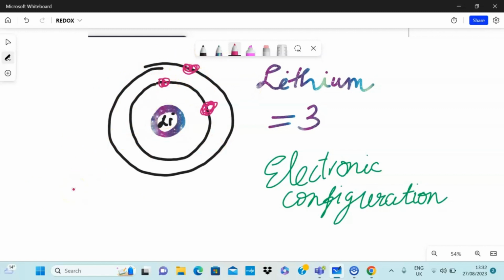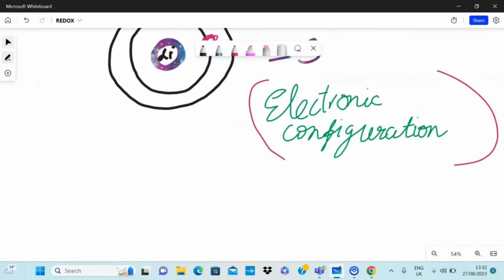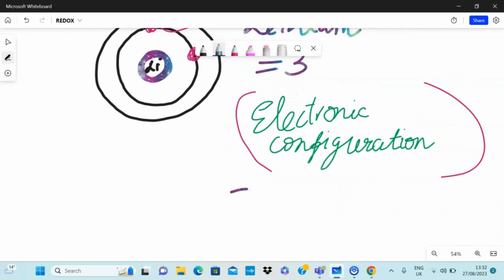So that makes lithium extremely reactive. It just really, really wants to get rid of this one electron and just become stable. The whole idea of all atoms is to be stable. They want a peaceful life. So the electron configuration, the way that every single electron is in a particular atom, is what we call this big fancy word, electron configuration. So if anybody asked you to write the electron configuration of lithium, that would be 2 and 1.